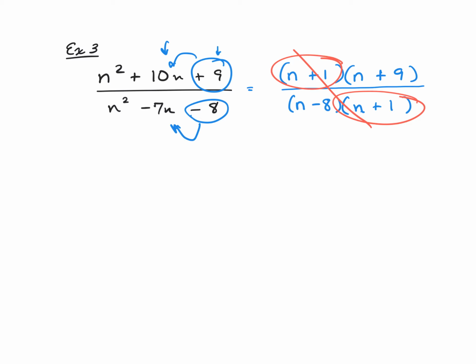Now you just have to write your final answer. Your final answer is n plus 9 divided by n minus 8. Be careful. Some people like to go too far with this, and they cross these n's out because they see a pair of n's. What you need to remember is that quadratics have linear binomials as their factors. So this entire expression is the factor. n plus 9 is the factor, not just the n. n plus 9 does not match n minus 8, therefore we can't cancel them out.